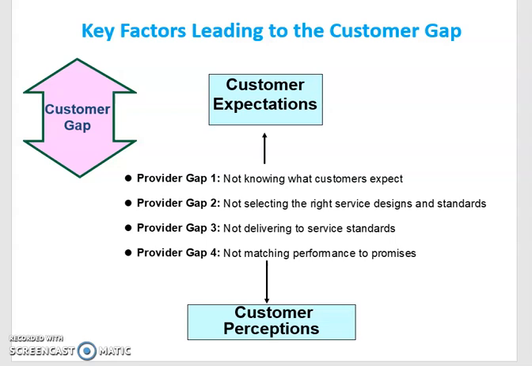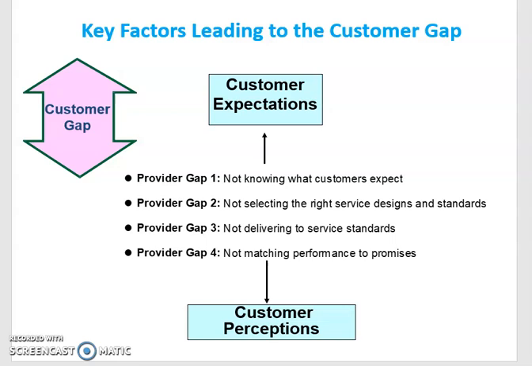Then coming to gap 4, which mainly addresses not matching the performance to the promises. Here we will mainly understand how the promises made by the service provider usually fall short. In this case, the first scenario is the delivery of customer expectations, followed by what was communicated to the customer. And if both are not syncing with each other, that is a scenario where this sort of customer gap is going to exist.